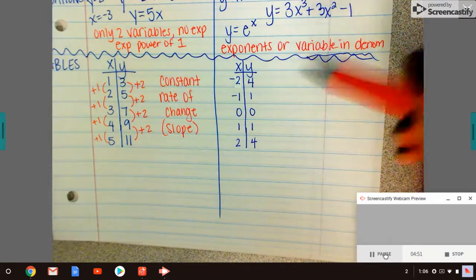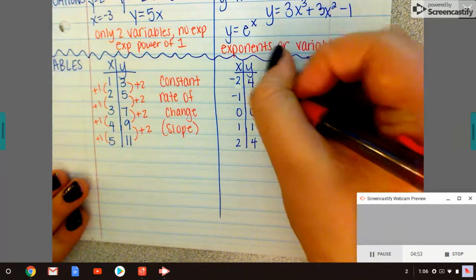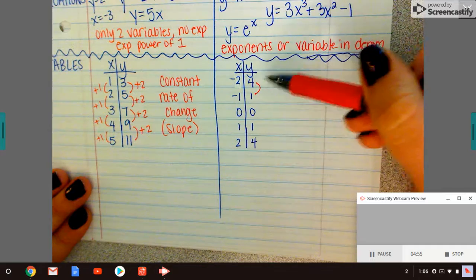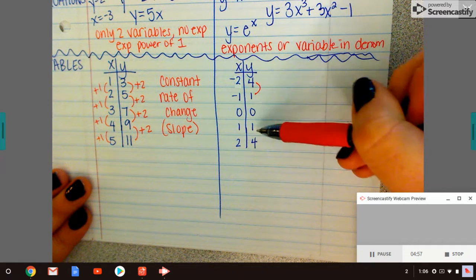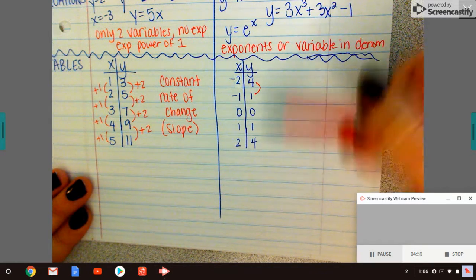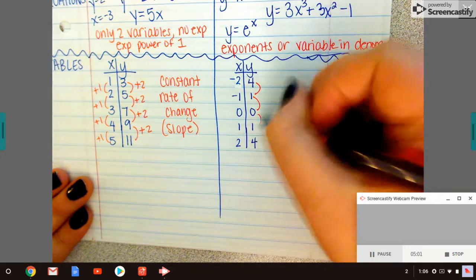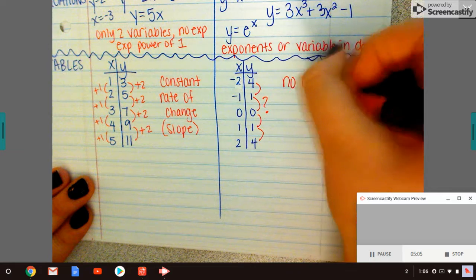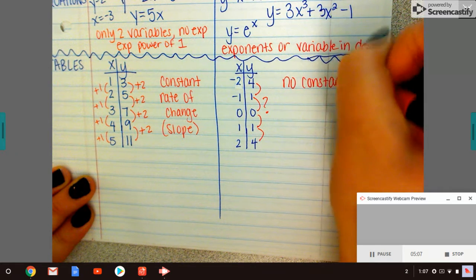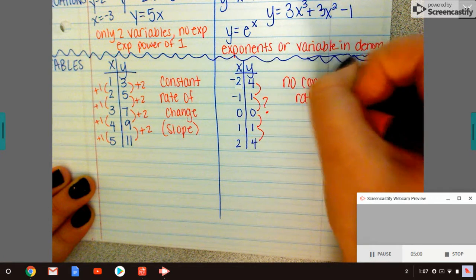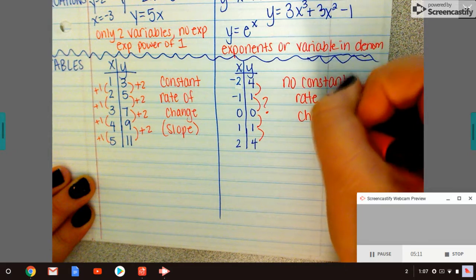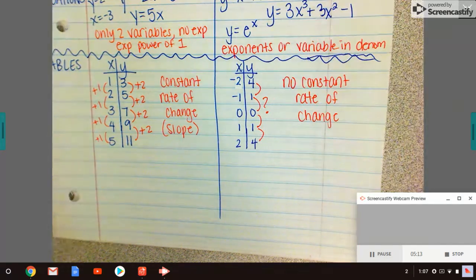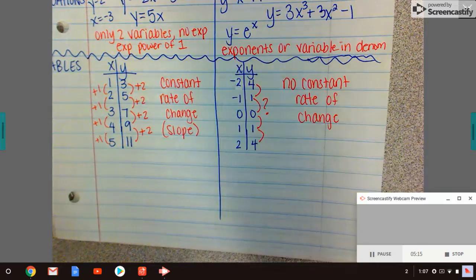So looking at this one, this nonlinear function, notice that it went down 3, down 1, up 3. There's no common thing going on here. So no constant rate of change. And that is your major clue that you have a nonlinear function.